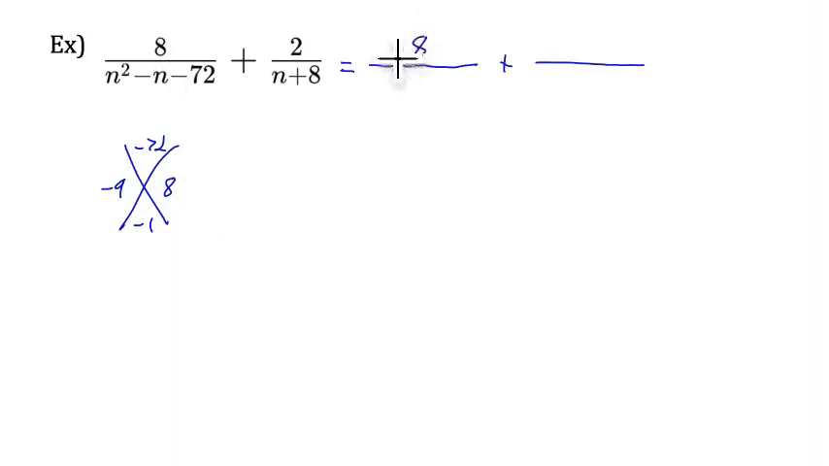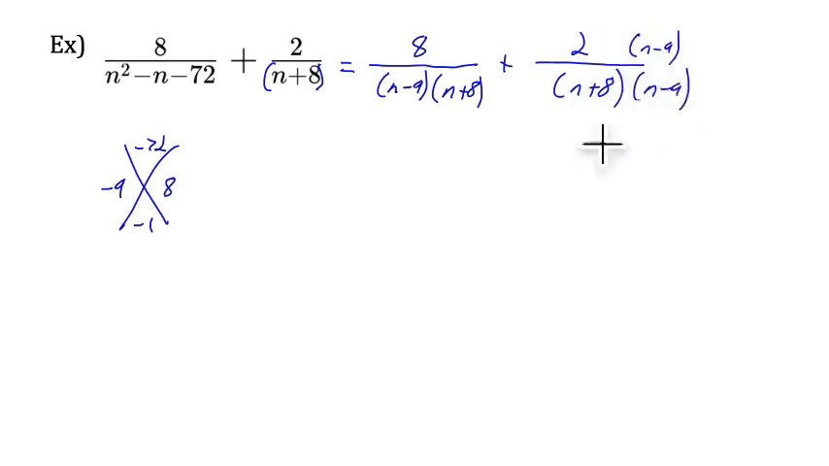So we'll rewrite the first fraction as 8 over n minus 9 times n plus 8. Notice one of the factors here is n plus 8, which is the denominator in the other fraction. Now we can think of that n plus 8 as having parentheses around it. And let's go ahead and rewrite it over here. Now to get a common denominator, all we need to do is multiply the numerator and denominator in the second fraction by n minus 9. And now we have common denominators.